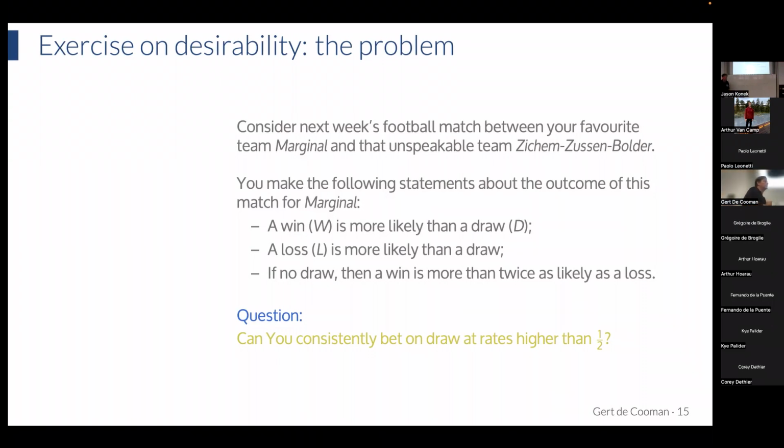Strictly more likely. Yeah, strictly more likely. It will be strictly more likely also then. More likely, yeah.